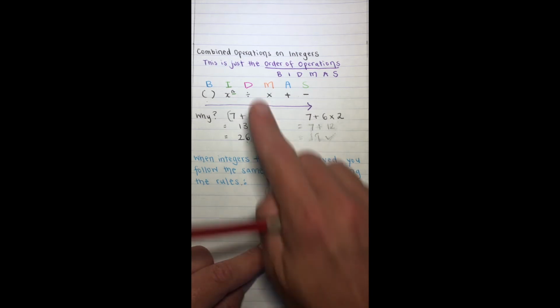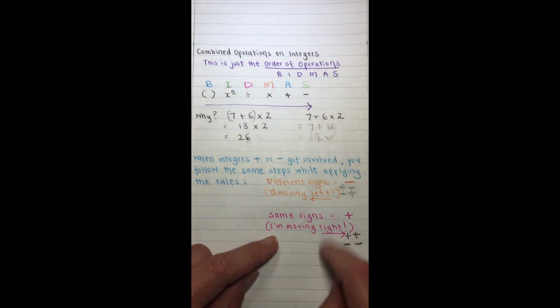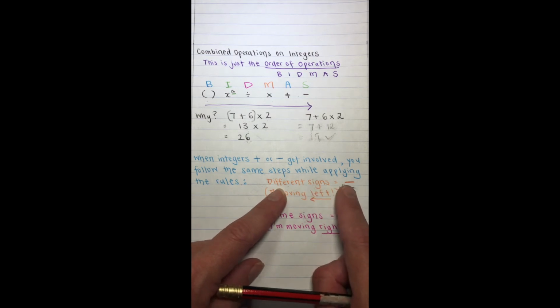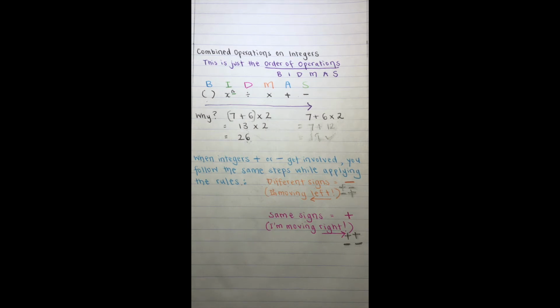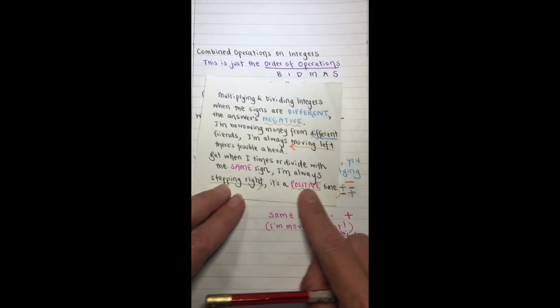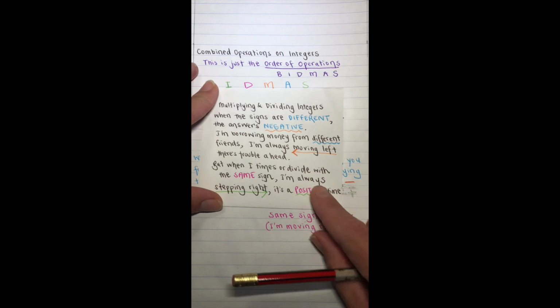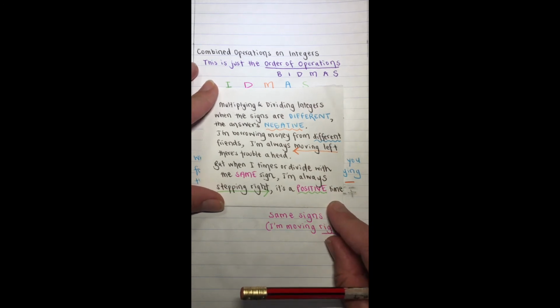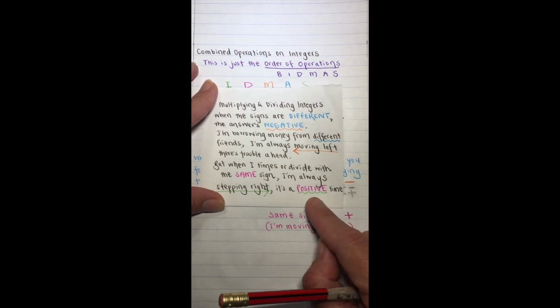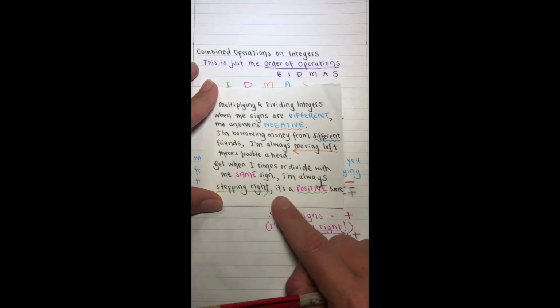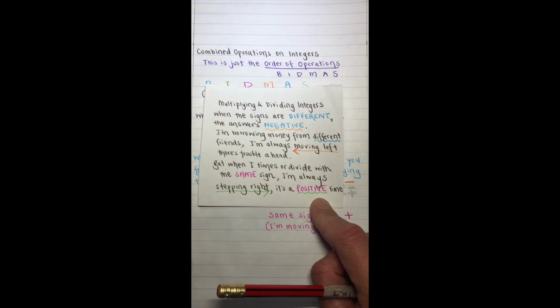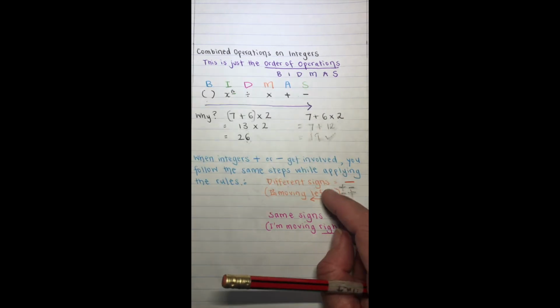With multiplication, it's exactly the same. Multiplication and division. So with division and multiplication, same rules. Different sign results in a negative. Same sign results in a positive. Let's remember the little song real quick. So, multiplying and dividing integers when the signs are different, the answer's negative. I'm borrowing money from different friends. I'm always moving left. There's trouble ahead. But when I times or divide with the same sign, I'm always stepping right. It's a positive time. Moving left and right up the number line.